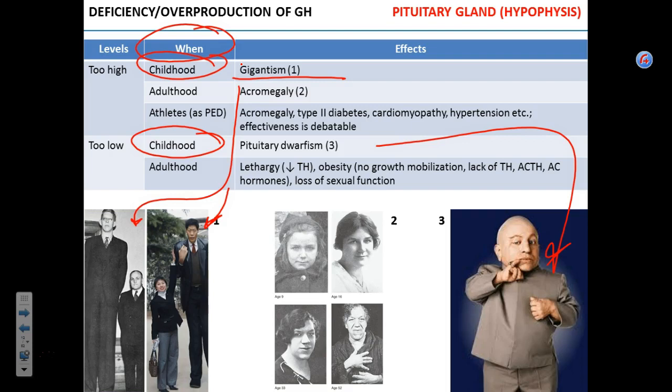Now, the lack in adulthood, endocrine abnormalities all across the board. There's lethargy due to the thyroid axis being affected. There's obesity because there's no normal breakdown of fat. Loss of sexual function because gonadotropins are not produced. Like, all over the place.